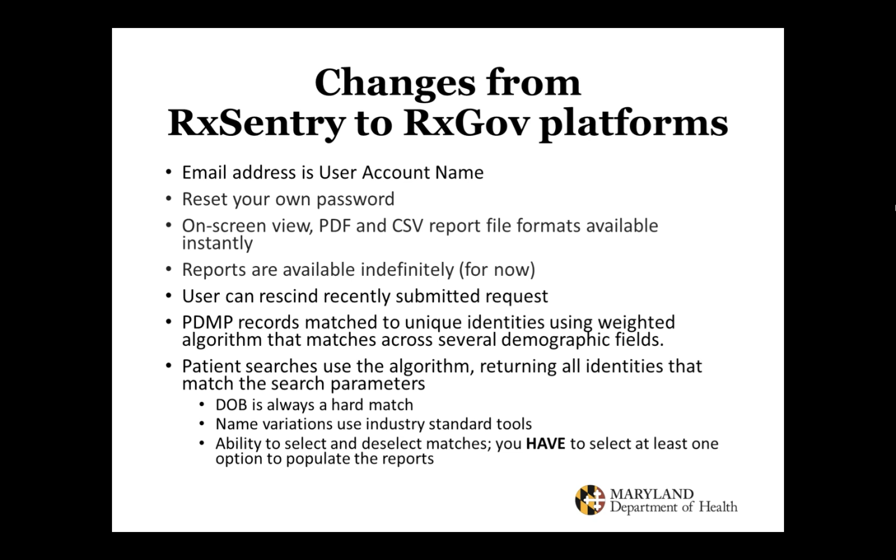As PDMP records come into the RxGov system, they are matched to unique identities using a weighted algorithm that looks at several demographic fields in that reported data record and matches multiple records to a unique identity based on this demographic field. When you then make a patient search, it applies the algorithm and returns all identities that match the search parameters. Please note that when you make a request for a patient, you're going to give us a name and a date of birth.